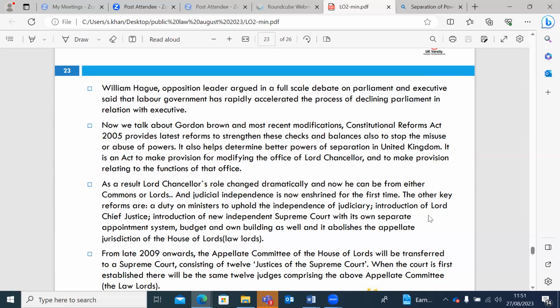and most recent modifications. The Constitutional Reform Act 2005 provides the latest reforms to strengthen these checks and balances, and also to stop misuse of power, abuse of power. It also helps determine better powers of separation of powers in the UK. It is an act to make provision for modifying the office of Lord Chancellor and to make provision relating to the functions of that office. As a result, the Lord Chancellor's role changed dramatically, and now he can be from either House of Commons or Lords.